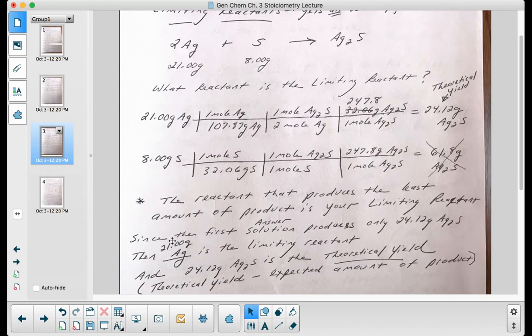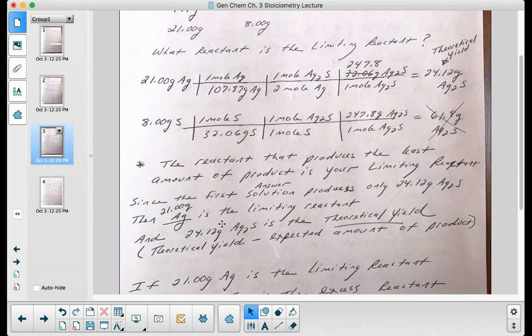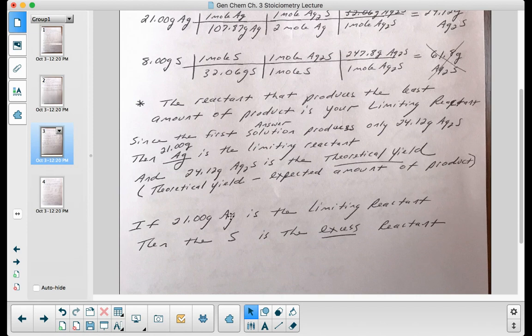So here I just defined it. Since the first solution produces only 24.12, then the 21 grams of silver is called the limiting reactant. And then the 24.12 that I calculated here is what I call the theoretical yield. And theoretical yield is the expected amount that you would actually get. So if 21 grams of silver is a limiting reactant, then the sulfur is called the excess reactant.